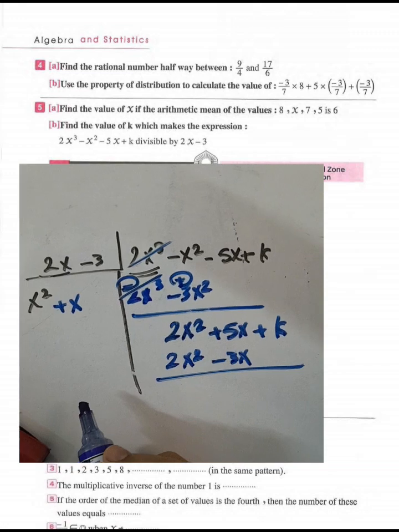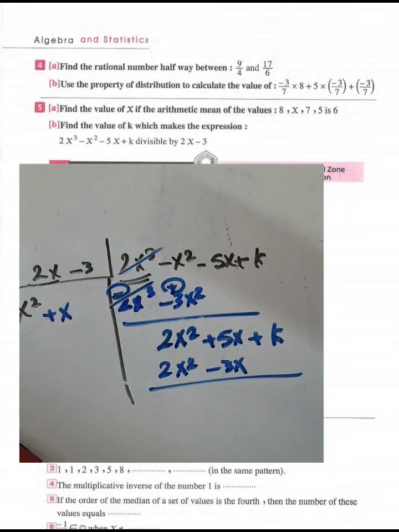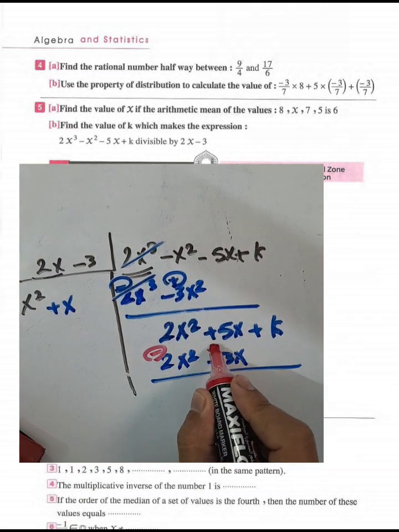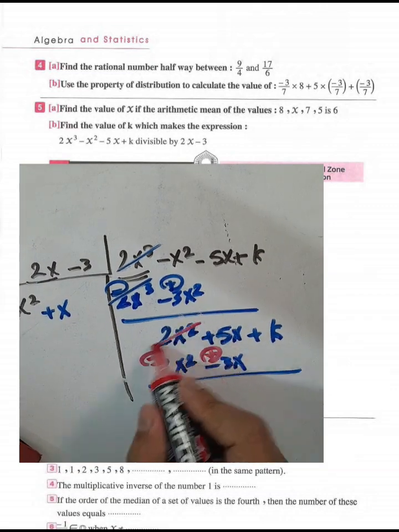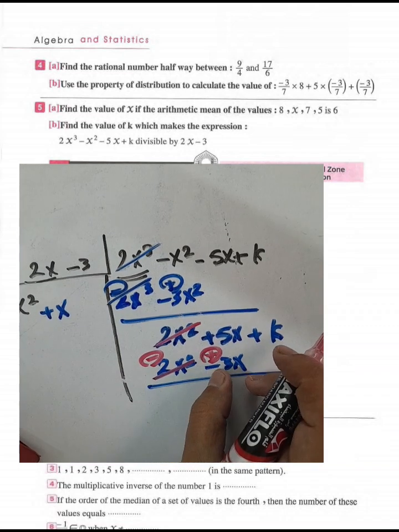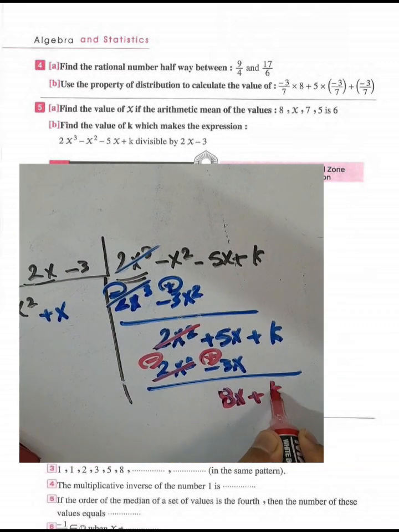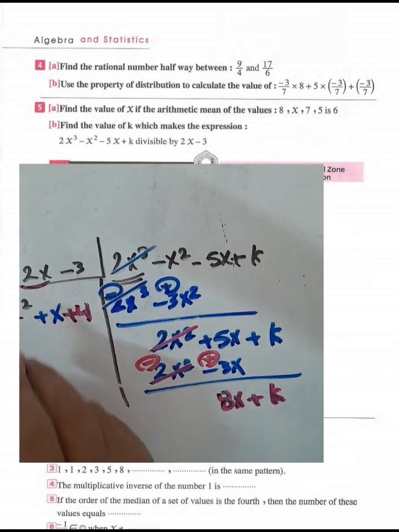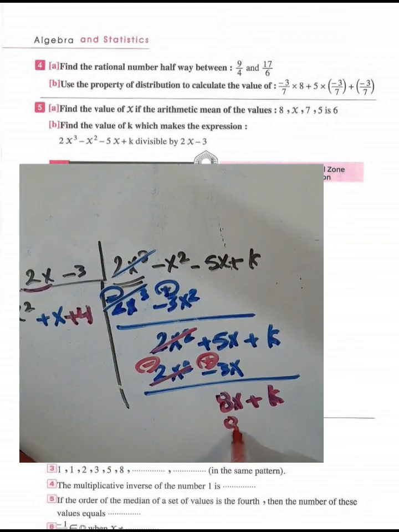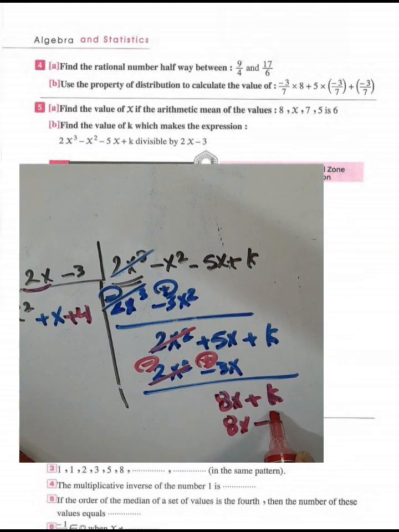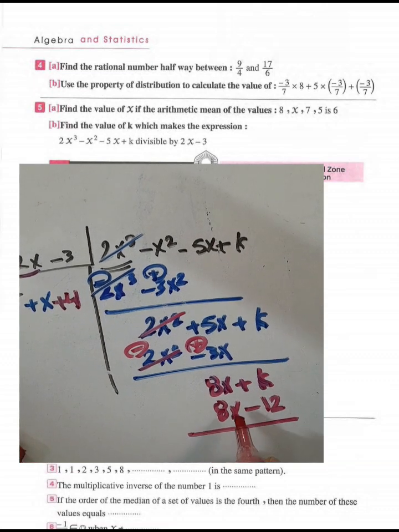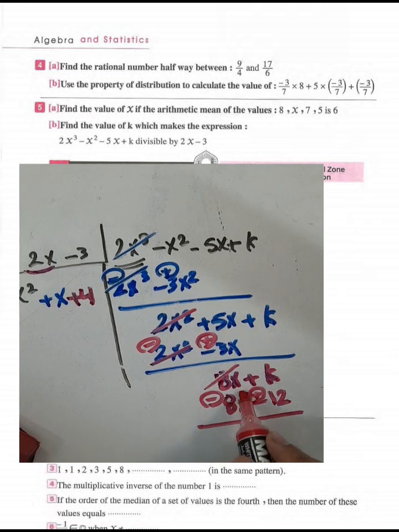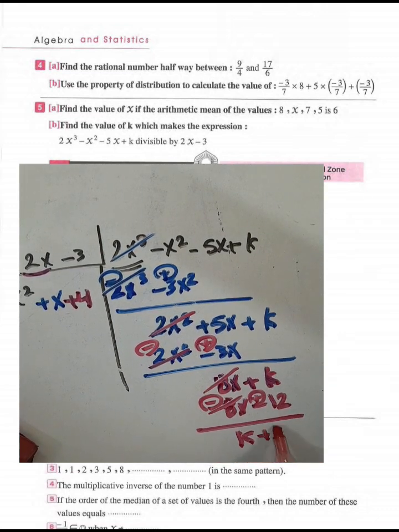And then we can change the sign here, subtracting between the two terms. You must change the sign here, it will be negative and here positive. We can cancel two terms here, and minus 5x becomes positive, it will be 8x plus k. 8x divided by 2x is 4, because 4 times 2x is 8x, and 4 times negative 3 is negative 12. Then we change the signs and add them. We can cancel two terms, and the result here will be k plus 12.